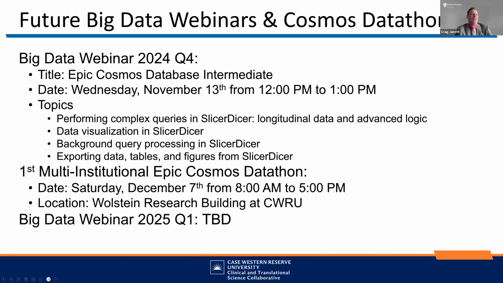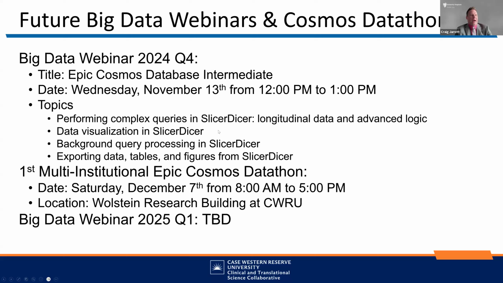We're going to get into the complex queries, looking at longitudinal data. There are things I mentioned: if something has to follow something else, or if something can't come before. Super advanced logic, you can do all of that right in Slicer Dicer. We're also going to dig deeper into the data visualization: pie charts, and stacked bar charts, where you can better look at percentages within populations.